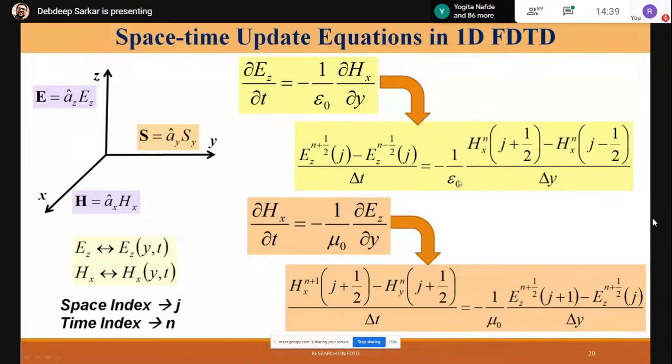And similarly, here also we have this part constant. This has no problem. Now we differentiate with respect to space. Here, by superscript I am denoting time, and inside the parenthesis I am denoting the space. So you can see the differences in the superscript, and in the parenthesis we have the space index, j plus half and j minus half.